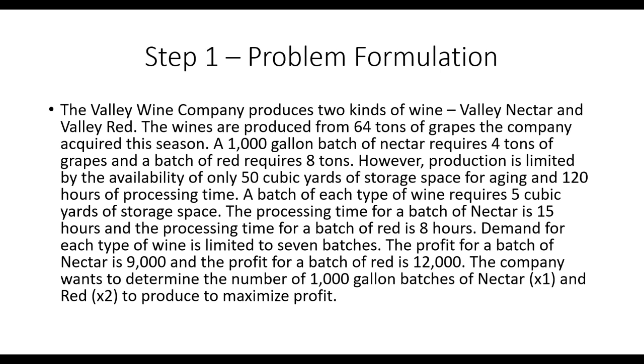The processing time for a batch of nectar is 15 hours, and the processing time for a batch of red is 8 hours. Demand for each type of wine is limited to 7 batches. The profit for a batch of nectar is $9,000, and the profit for a batch of red is $12,000. The company wants to determine the number of 1,000-gallon batches of nectar and red to produce to maximize profit.